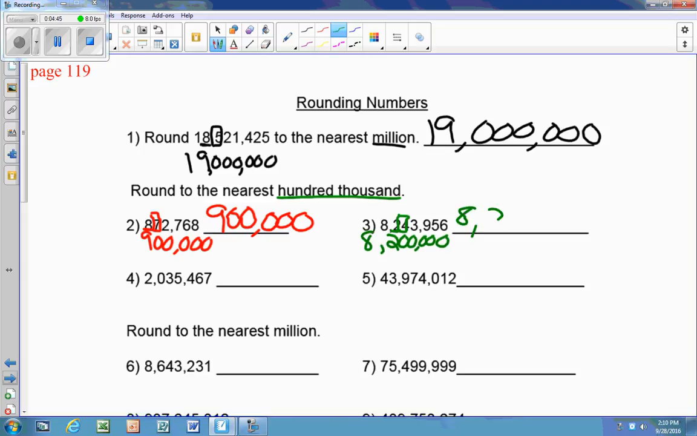So that is how I round my whole numbers.